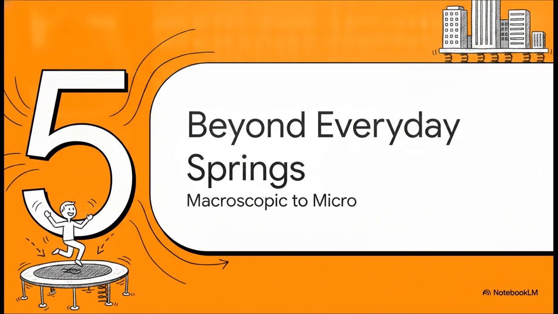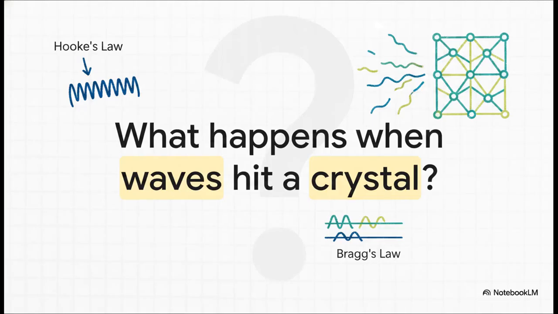This leads us right into Section 5, beyond everyday springs, from the macroscopic down to the micro. As we wrap up this explainer, I want to leave you with a really fascinating question to ponder. We know that Hooke's law governs the everyday springs we can physically see and touch. But what happens when we zoom way, way in? What entirely different rule takes over when microscopic waves hit the highly ordered atomic structure of a crystal? Well, the simple proportional math of Hooke's law actually gets replaced by something called Bragg's law. But hey, that is an entirely different explainer for another day.